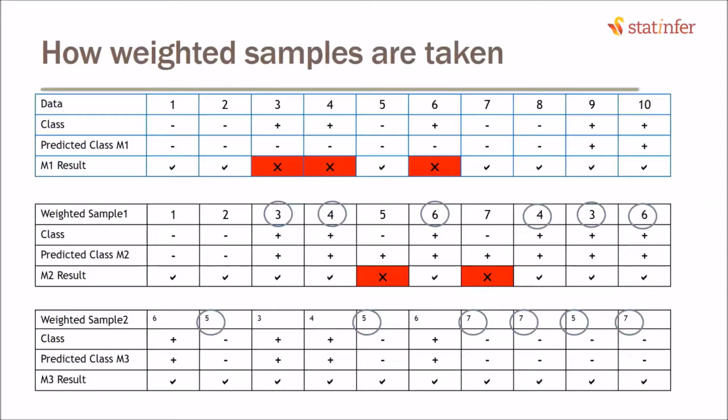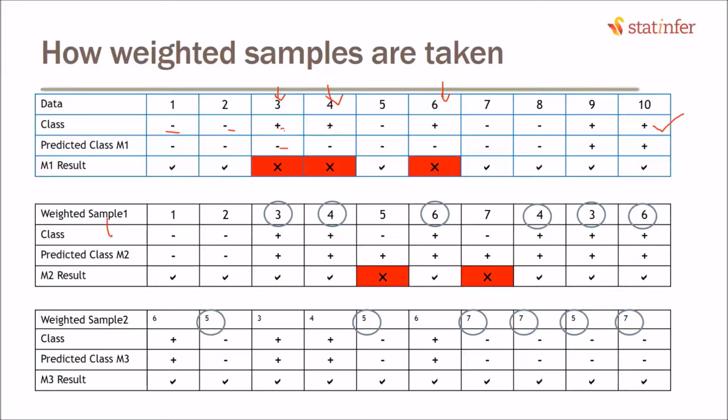So how are weighted samples taken? This is a detailed explanation. Imagine data with 10 points, 1, 2, 3, 4, 5 up to 10. And what are their classes? These are the actual classes: minus, minus, plus, plus, and so on. Now we build model M1 and look at the predicted classes. Minus is predicted as minus, so correct. Minus is predicted minus, it is correct. Here plus is predicted as minus, so model M1 is classifying the third observation wrongly. The fourth observation is predicted wrongly. The sixth observation is predicted wrongly. All the other observations are predicted correctly.